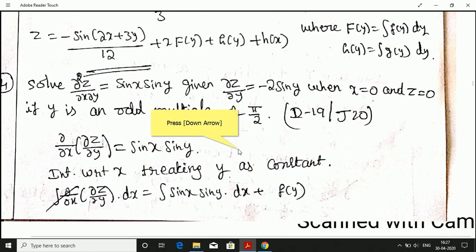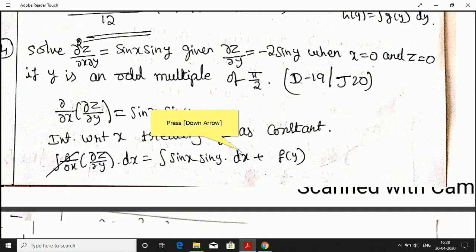One more problem. Solve del square z by del x del y is equal to sin x into sin y, given del z by del y is equal to minus 2 sin y when x is equal to 0, and z is equal to 0 if y is an odd multiple of pi by 2.